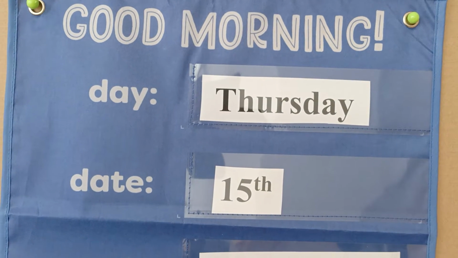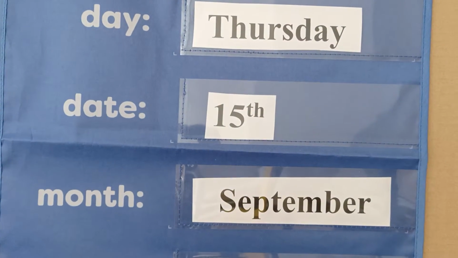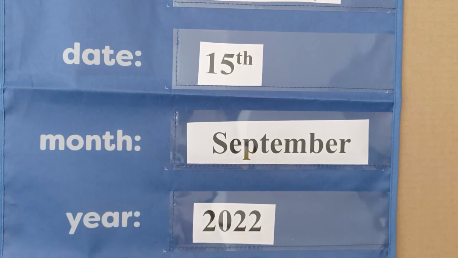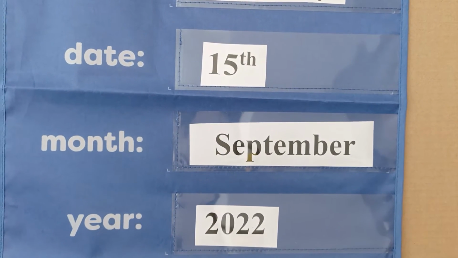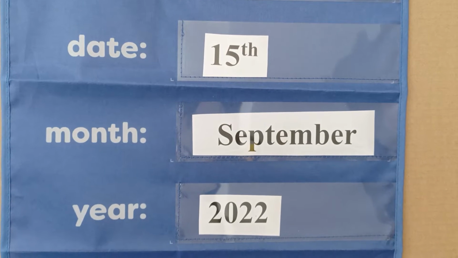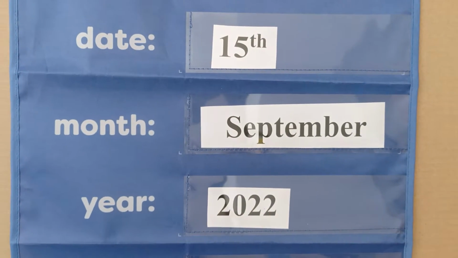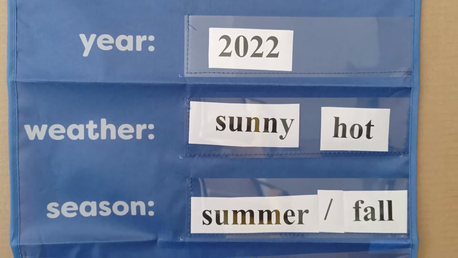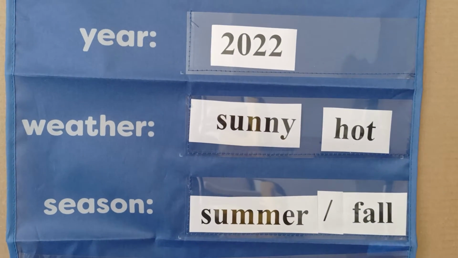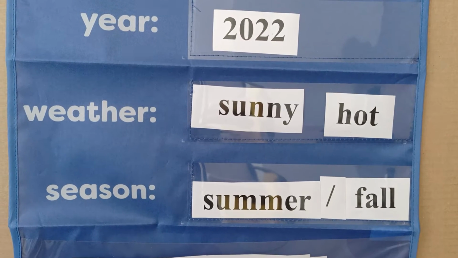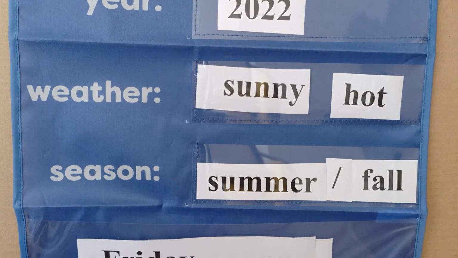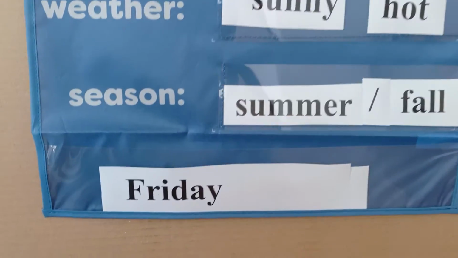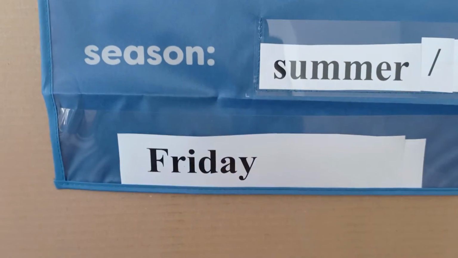Today is Thursday. It is September 15th, 2022, or the 15th of September. Or it's a different date if you're watching this on a different day. Today it is sunny and hot, as it sort of always is here in Oman. At least that's what it feels like to me. Summerish, fallish, it's all quite warm here. And tomorrow is Friday.